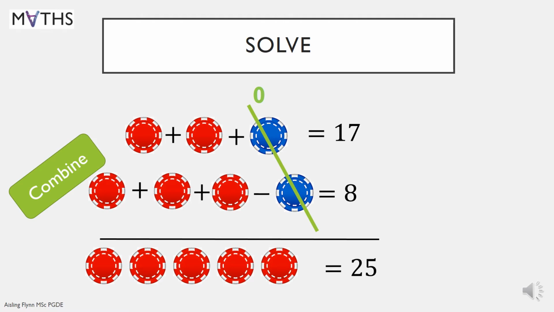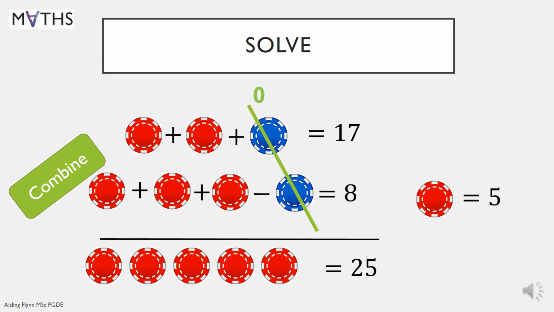Okay, now this looks far clearer. 5 red chips gives 25. So by division, we can say 1 red chip, so divide by 5, equals 5. Okay, so that's dividing by 5. All right, so now we know that the red chip is 5.